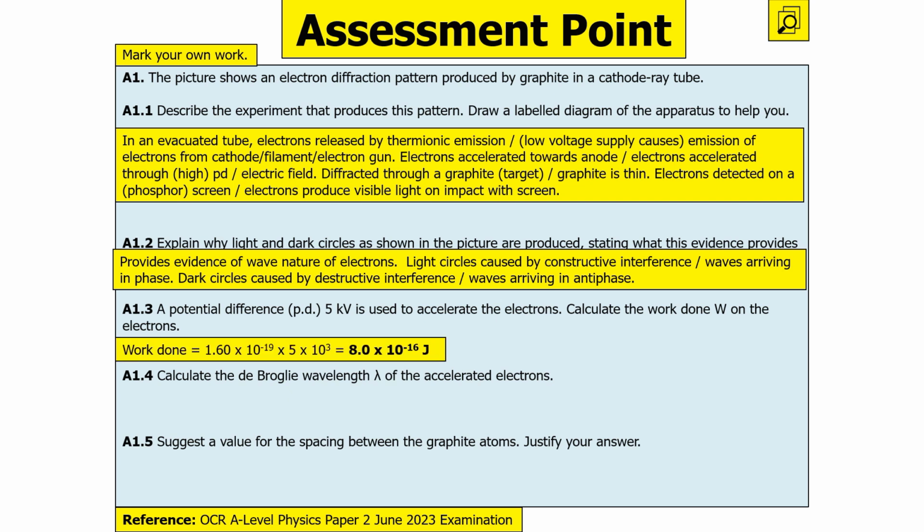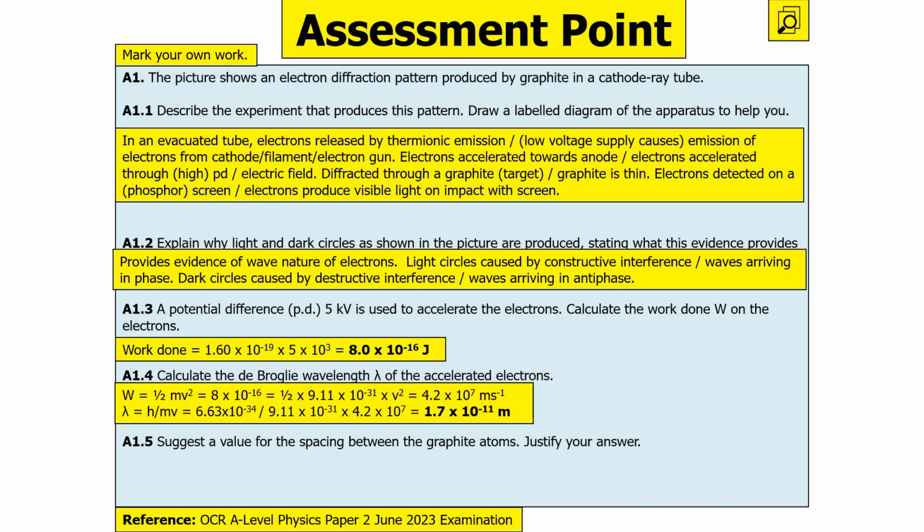Now the work done, you're looking at the idea of just converting that into joules. So it's turning kilovolts into joules. So remember, 5 kilovolts gives you an energy of 5 kiloelectron volts because there are electrons being accelerated. So you convert that into joules by multiplying it by 1.6 times 10 to the minus 19. So you get 8 times 10 to the minus 16 joules.